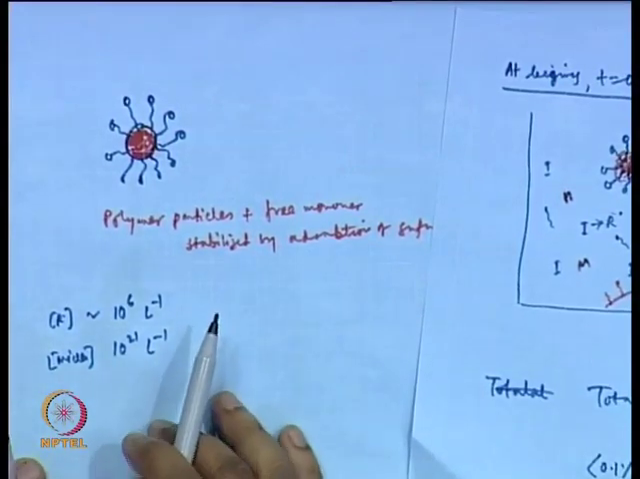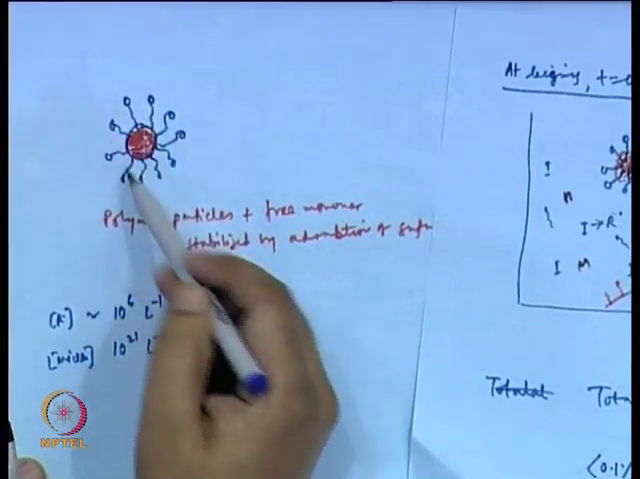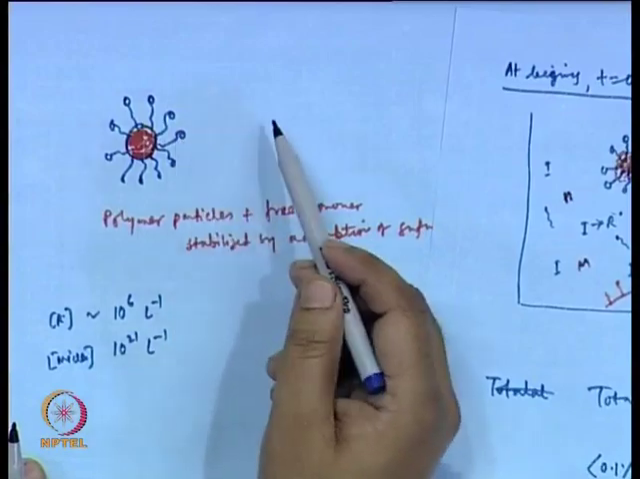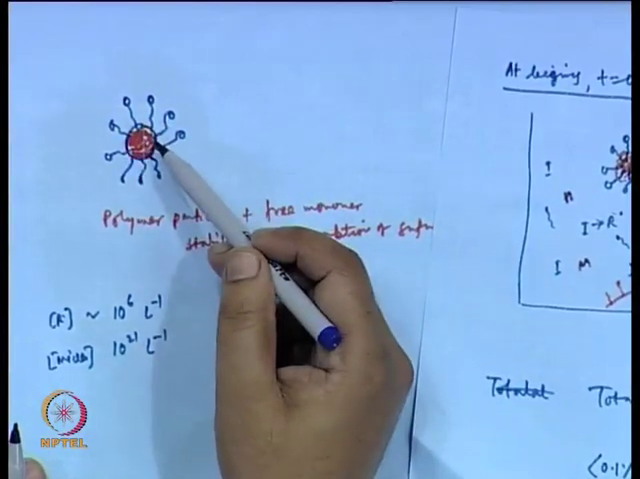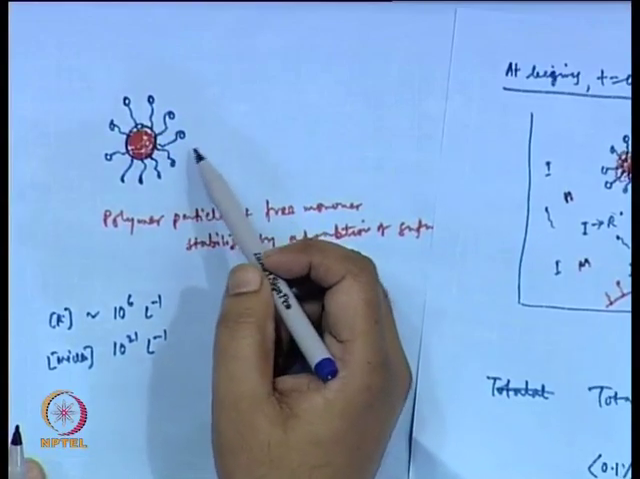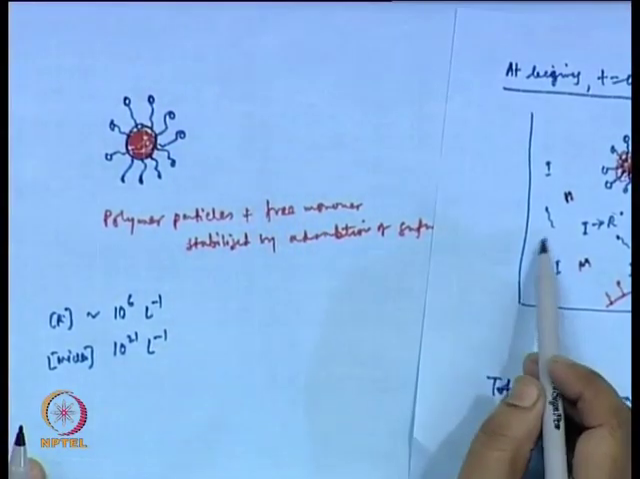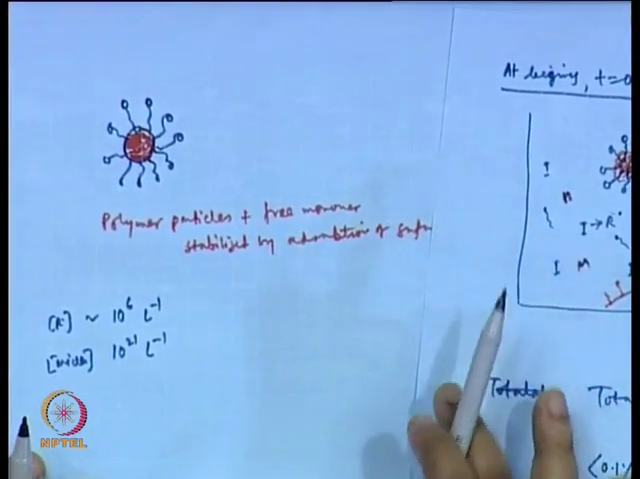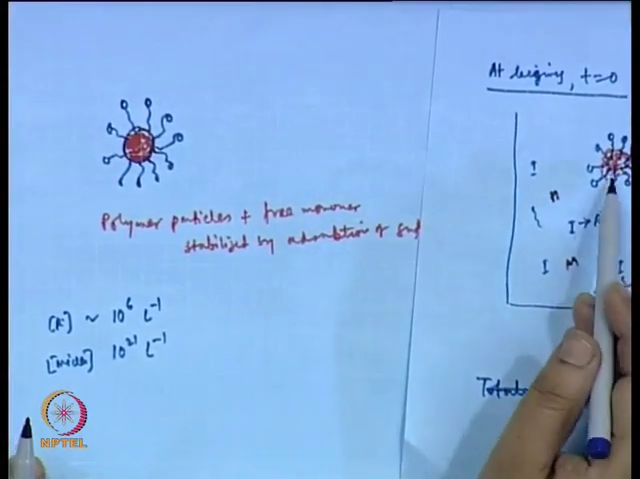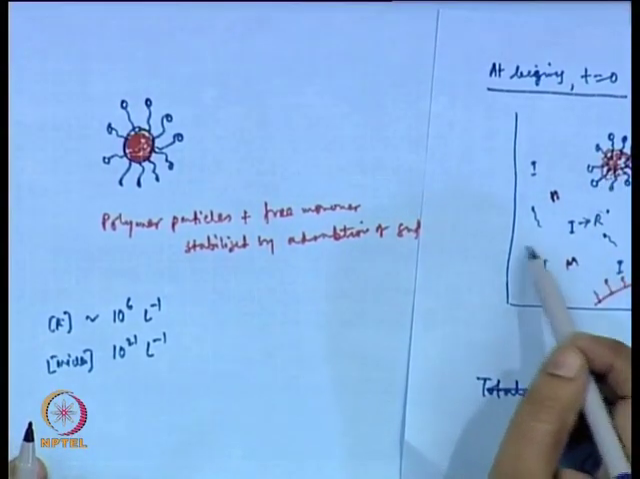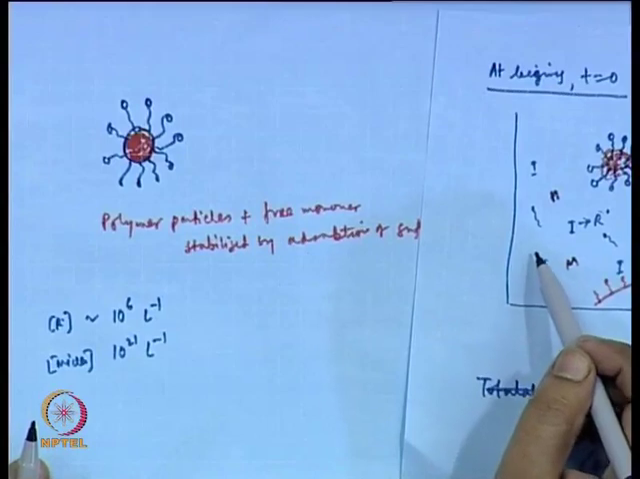surrounded by the surfactant. Now, as these particles form more and more, this requires more and more surfactant molecules to get stabilized, which will be supplied by the micelles which are not taking part in the polymerization reaction, the inactive micelles. The micelles where polymerization is taking place, we call active micelles, and the micelles where polymerization is not taking place, we call inactive micelles.